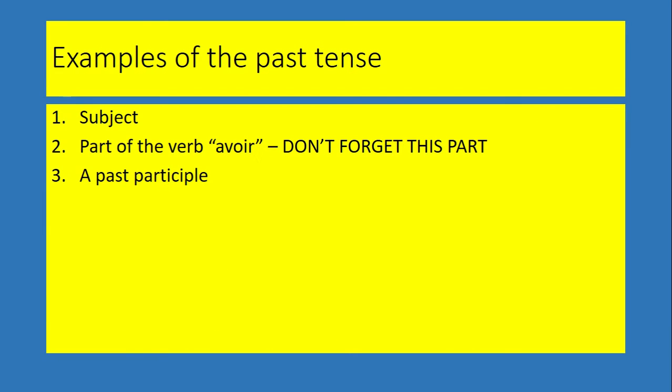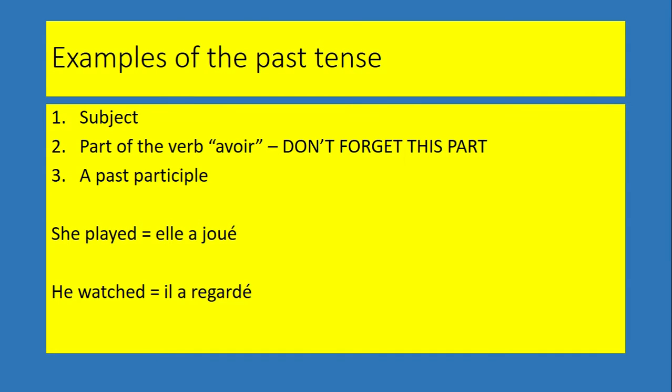Here we go. So, she played. The subject is elle. The present tense of the verb avoir that goes with elle is just the word a, or the letter a, elle a, and finally the participle of jouer. So it's an ER verb, so it becomes E accent in the past tense. He watched. Il a regardé. Simple. 3 things: subject, il, part of the verb avoir, a, and the participle of regarder.